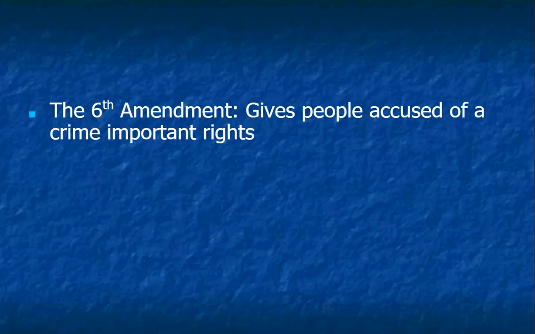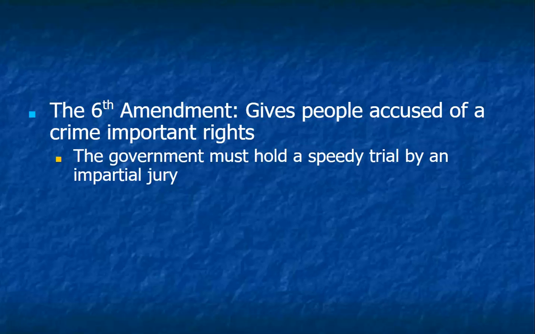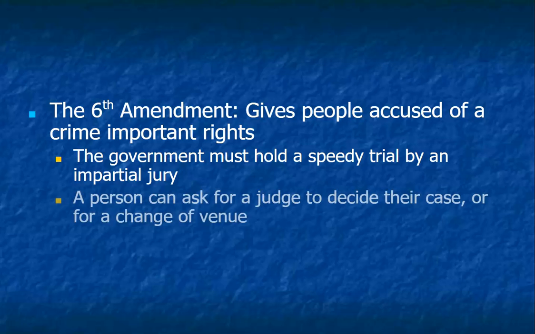Now, the Sixth Amendment gives people accused of a crime important rights. First, the government must hold a speedy trial by an impartial jury. And a person can ask for a judge to decide their case instead of a jury, or for a change of venue. Now, a change of venue means that if you don't think you're going to get a fair trial where the trial is currently being held. Let's say people in the community don't like you and you think that they're going to be biased against you no matter what the evidence is.